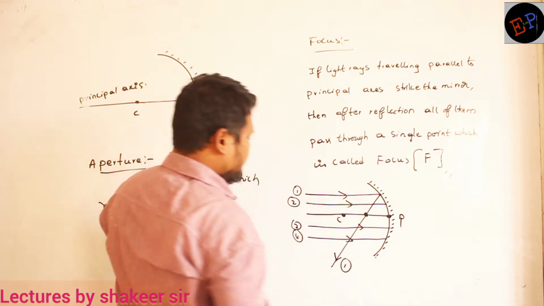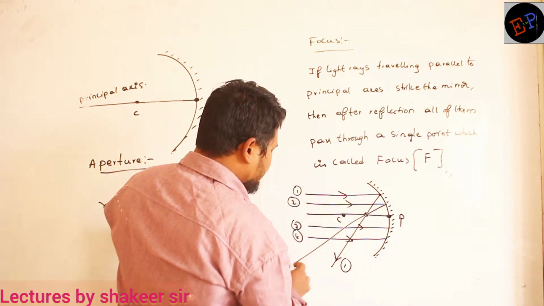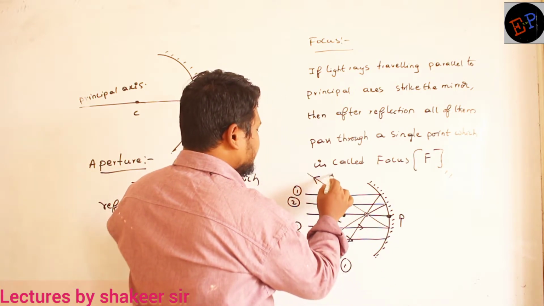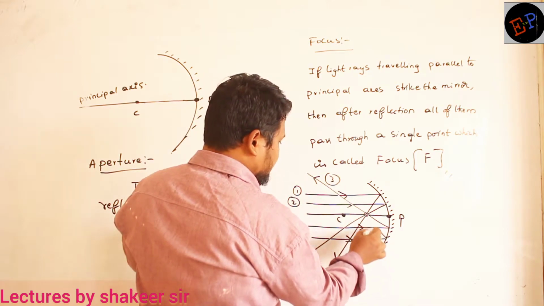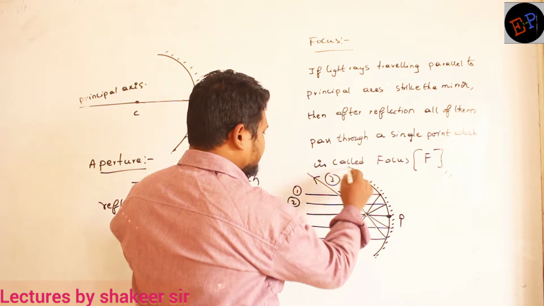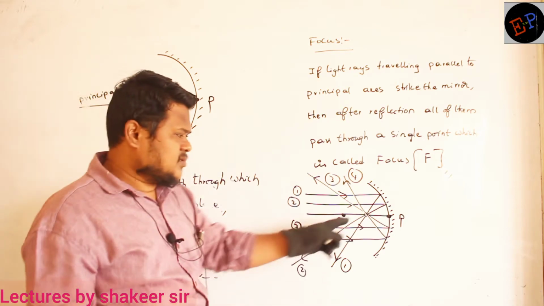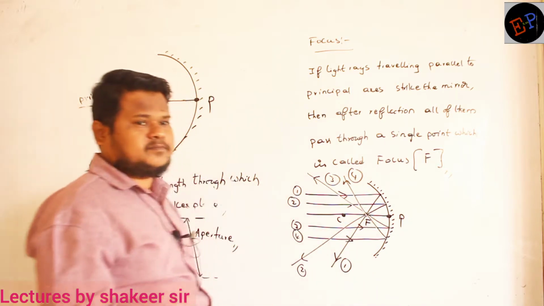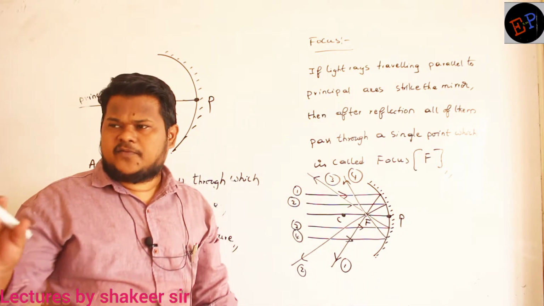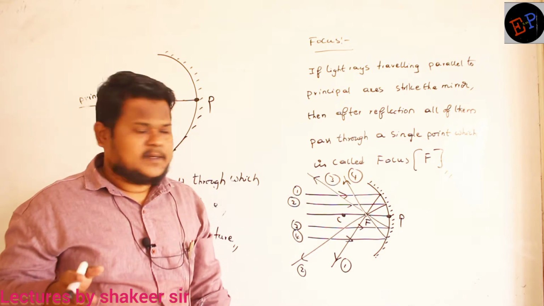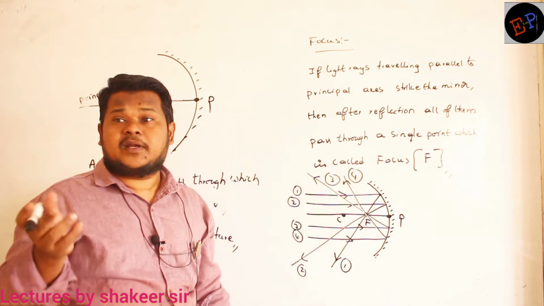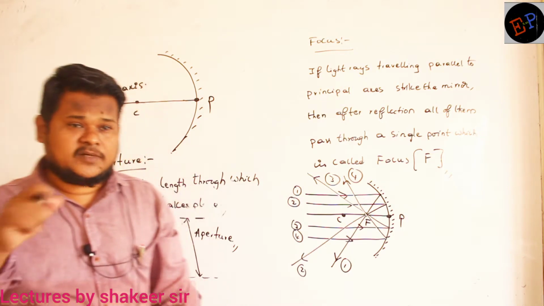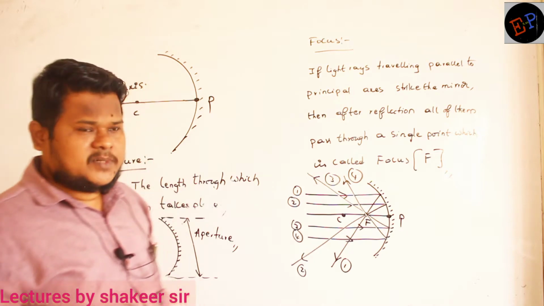So this is light ray number 1, this is light ray number 2, this is light ray number 3, and this is light ray number 4. All of them are passing through only one point. That point is nothing but the focus. Every curved mirror will have a focus. A concave mirror will have a real focus, and a convex mirror will have a virtual focus, which we will discuss later. Are you able to understand? Up to here it is clear?